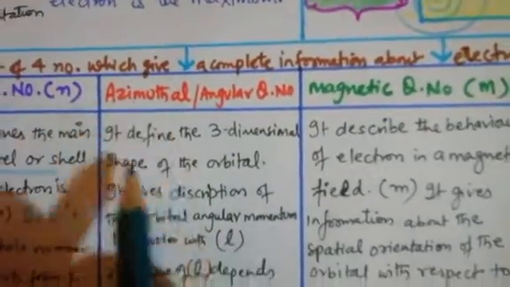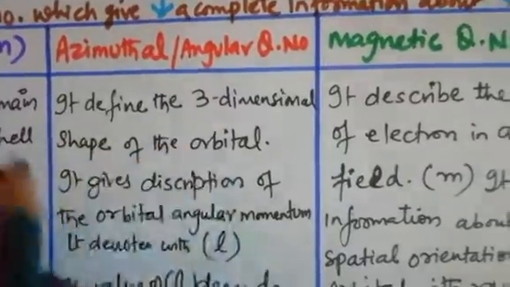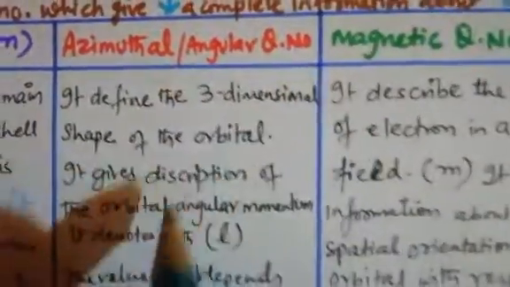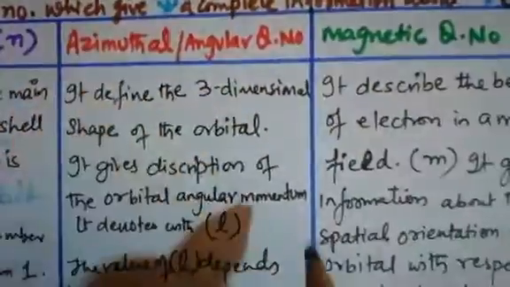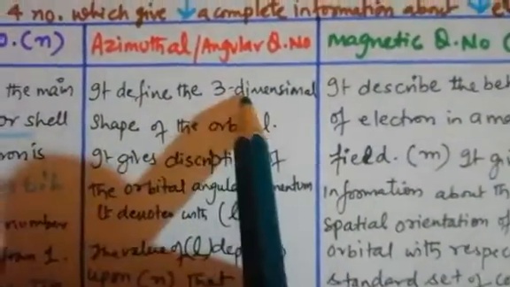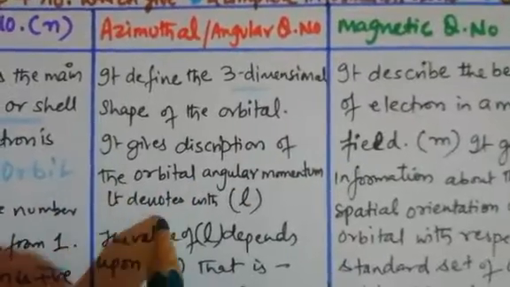the number of shells, okay. So second is the azimuthal or angular quantum number, which is denoted by L. It defines the 3D shape of the orbital around the nucleus, or you can say it will be present in between the two shells. Although it is 3 dimensional, it means x, y, z, all 3 dimensions. The orbital angular momentum is denoted with L.